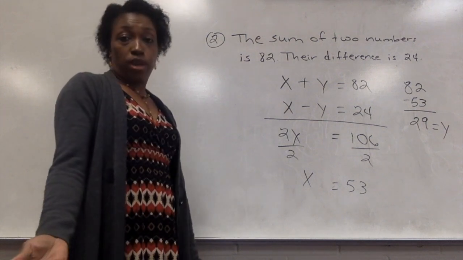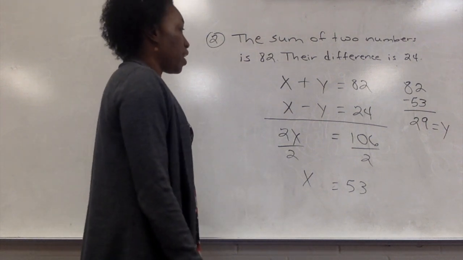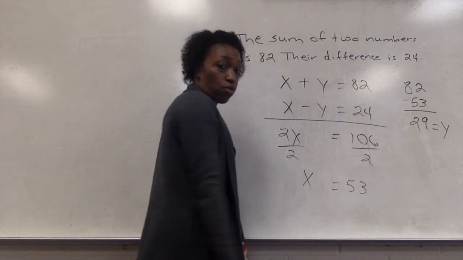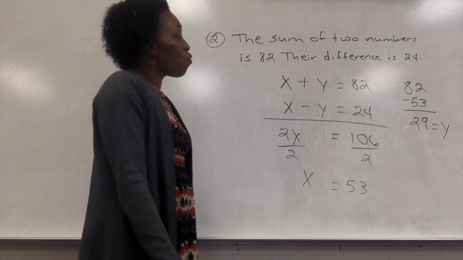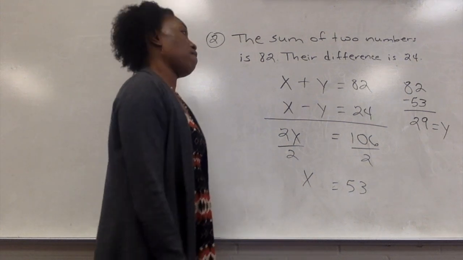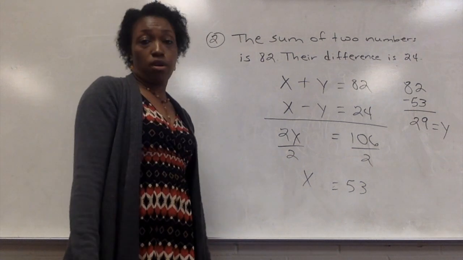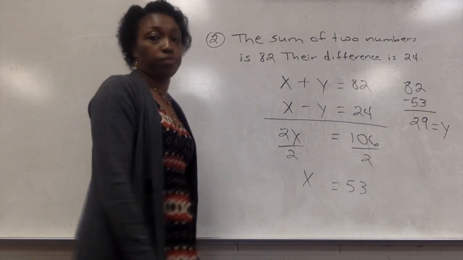If you want to check your answers, of course you go back and add 53 plus 29 and see if that gives you 82. And then of course, if you subtract 29 from 53, you want to see if that gives you 24. That is how you check your answer.